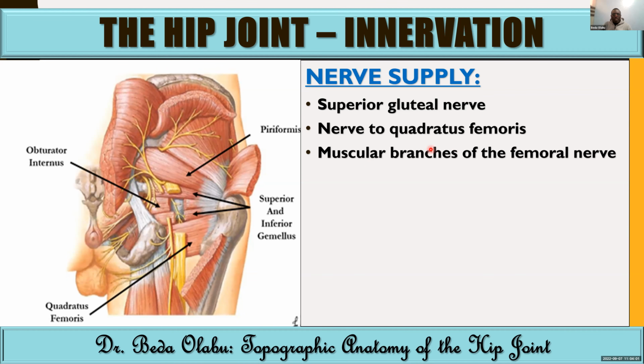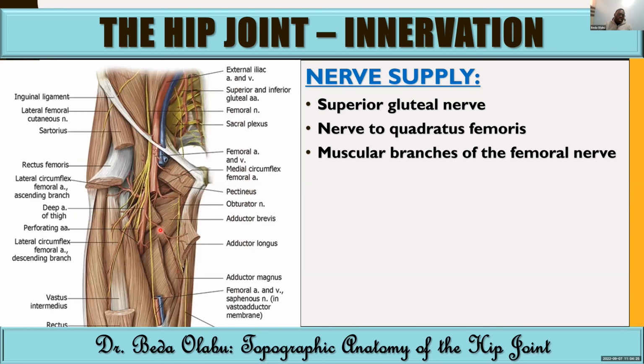We've mentioned nerve to quadratus femoris. So this is the quadratus femoris muscle, and that's the nerve to quadratus femoris. It's one of the infrapiriformic structures. It supplies the quadratus femoris. It also supplies the inferior gemellus. And now we've added also the hip joint.